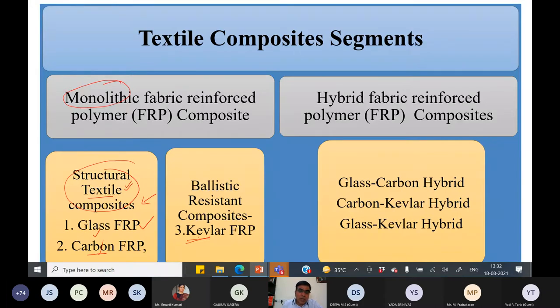On the other hand, if you look at Kevlar, all of you know that Kevlar is a material which is extensively used for what purpose? Anybody would like to comment somewhere in the chat box? This Kevlar material.